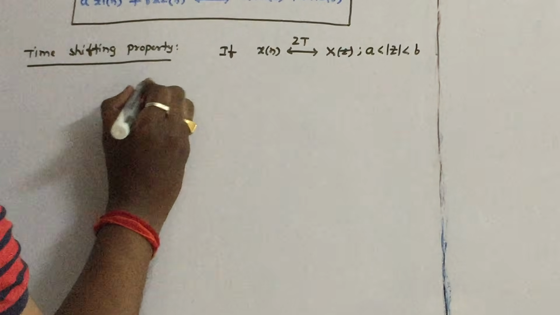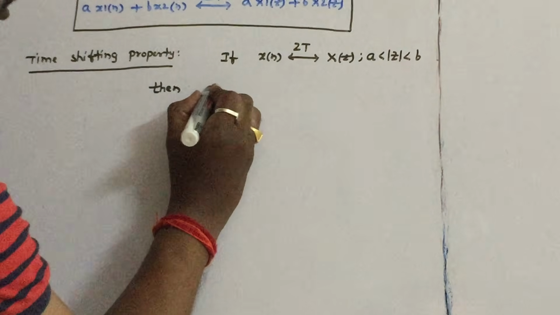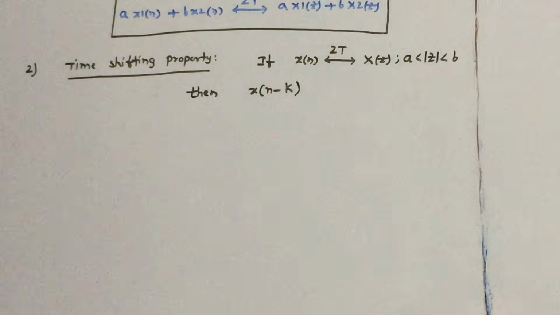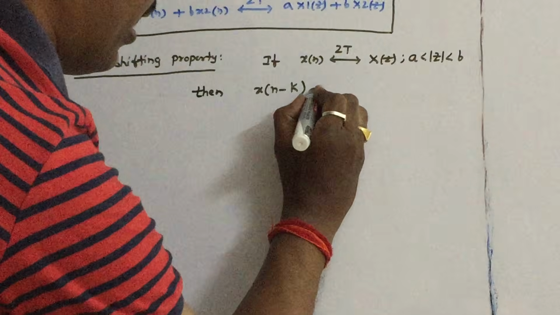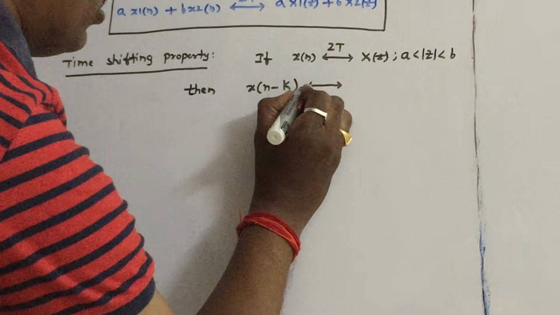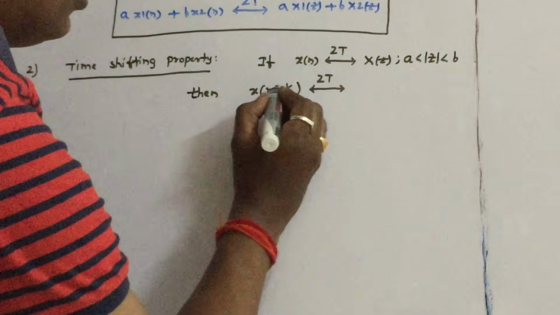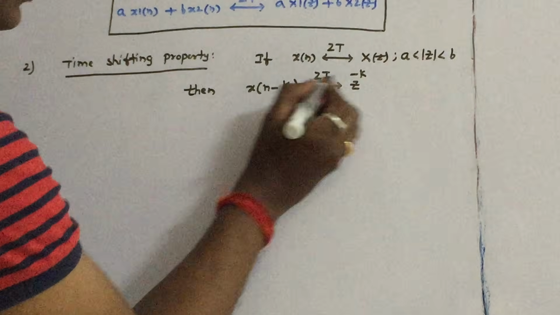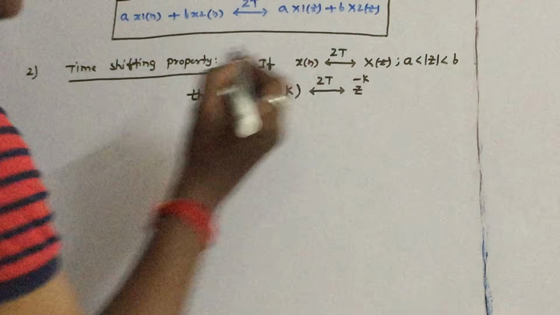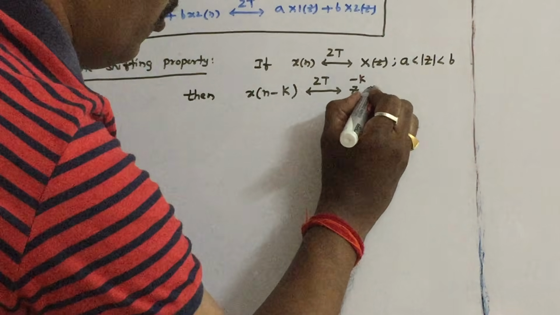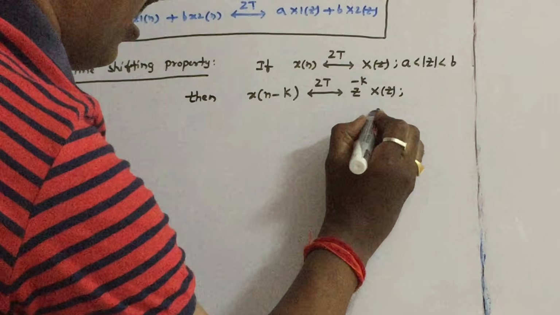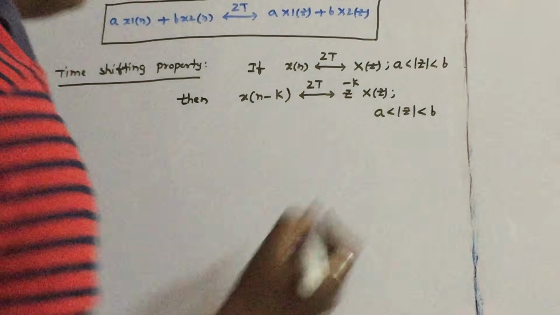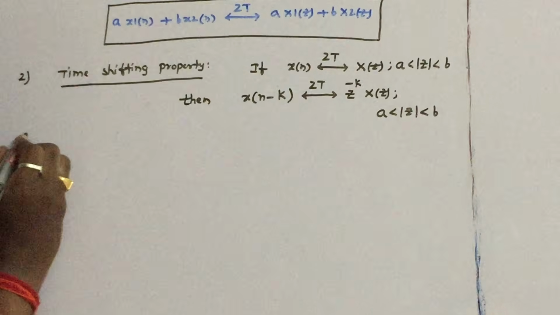So then time shifting means we have to shift the signal by, say, k samples, that is x of n minus k. That means the time shifted signal's Z transform will be z power minus k. If minus is there, keep minus here. If plus is there, keep plus here. Z power minus k into X of z. The ROC in time shifting will remain the same. Remember that the ROC in time shifting will remain the same.